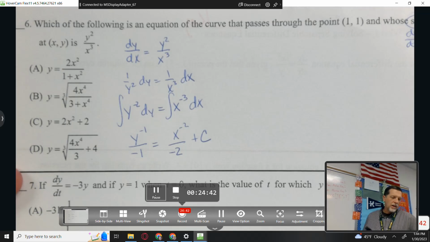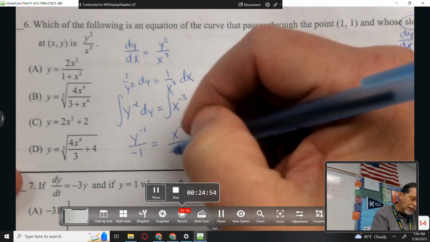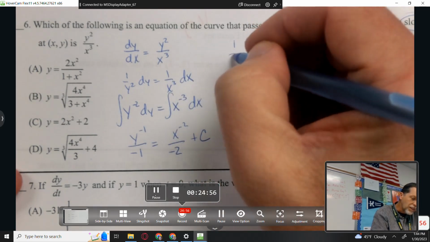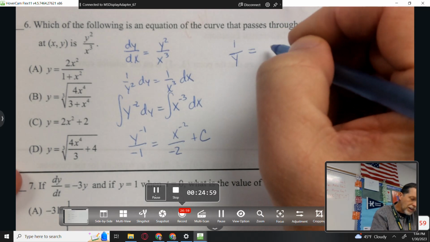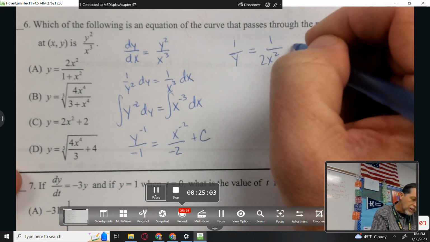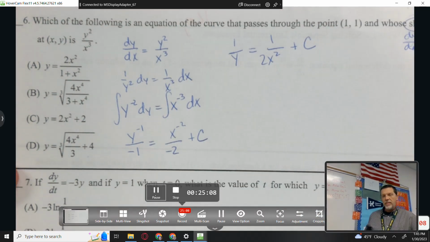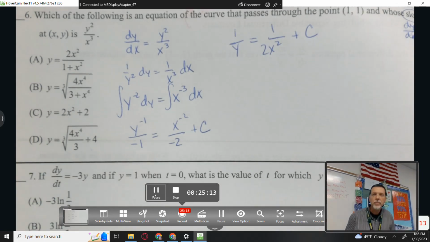Yeah, and then now I've got some algebra tricks I need to play. At some point I need to solve for y. But I think I'm going to multiply through by negative 1 to start with. 1 over y equals 1 over 2x squared plus c. That's a different c now, but until I find c, I can just keep calling it c. Well, different c's. Yes, it's a different c.